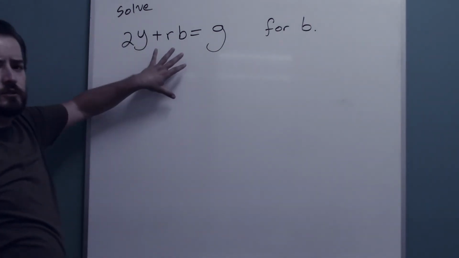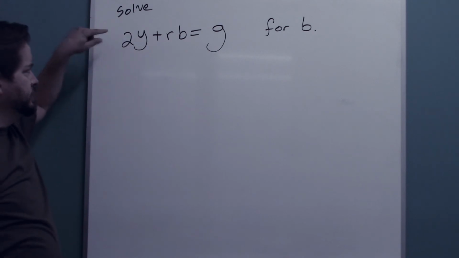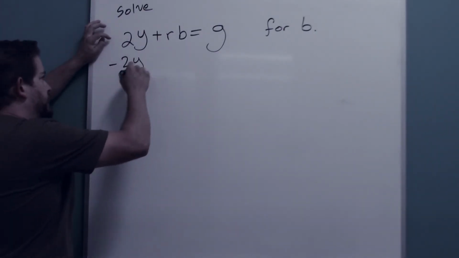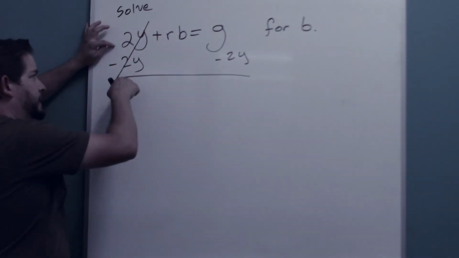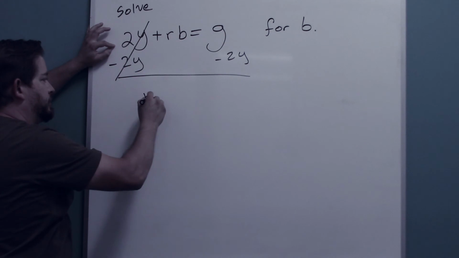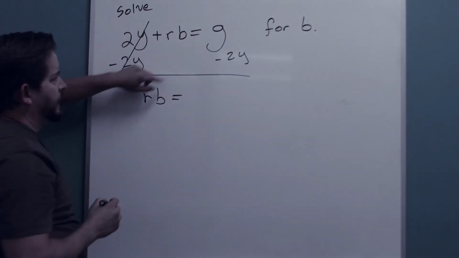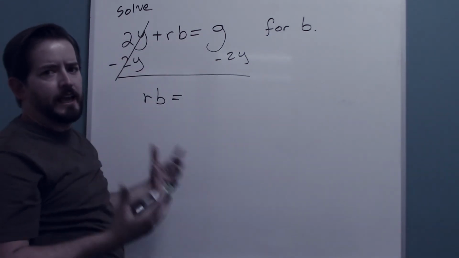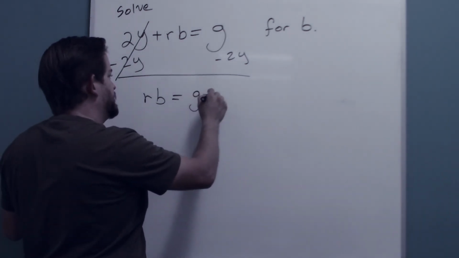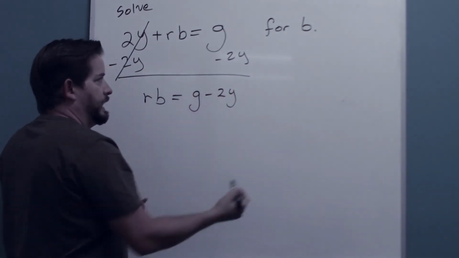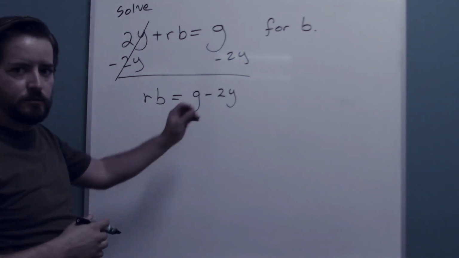But I can still use those principles. I can still use the addition principle to subtract 2y from both sides. So I will. If I minus 2y, minus 2y. What happens here though is that the 2y cancels on the left, leaving me with rb. And I have g minus 2y, which I can't combine because they're not like terms. So I just write it as g minus 2y. I can't combine them, so I don't. Don't try to combine these.